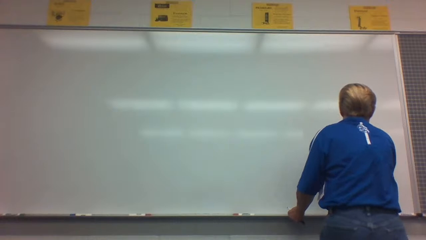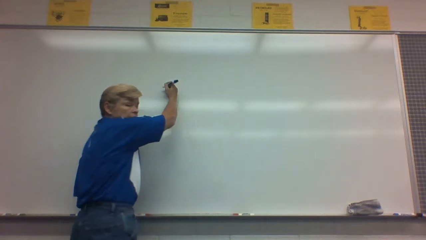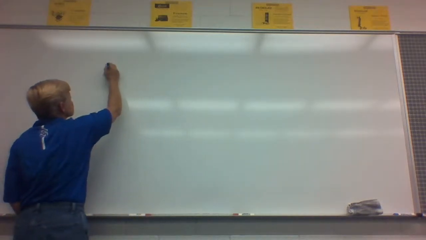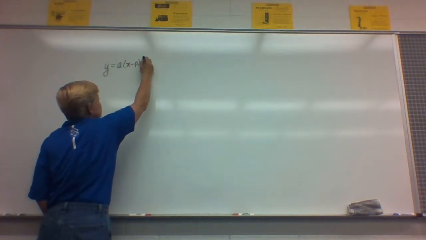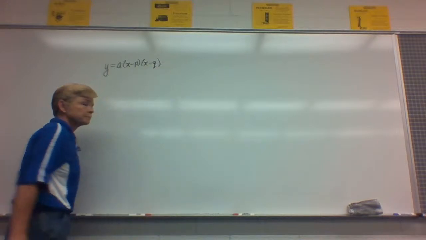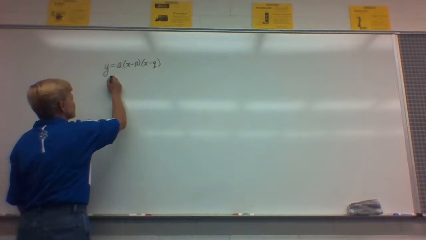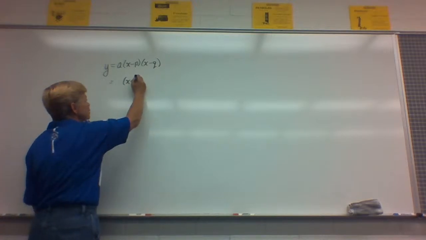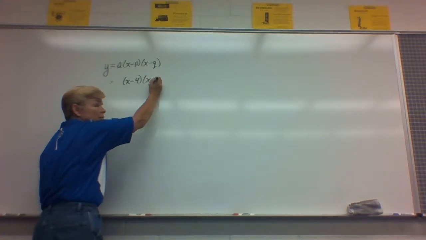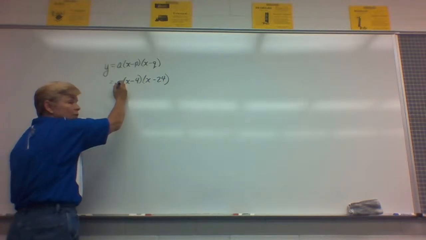Does anybody remember the intercept form without having to look it up? Y equals A parentheses X minus P parentheses X minus Q, where P and Q are the x-intercepts. So, to begin filling this out, I'll leave some gaps here. This one's going to be x minus what? 4, good. And this one will be x minus 24. And A, what's A, do you think?